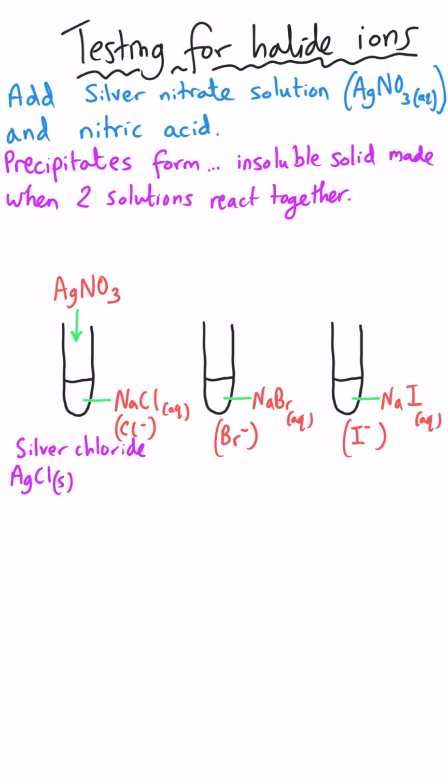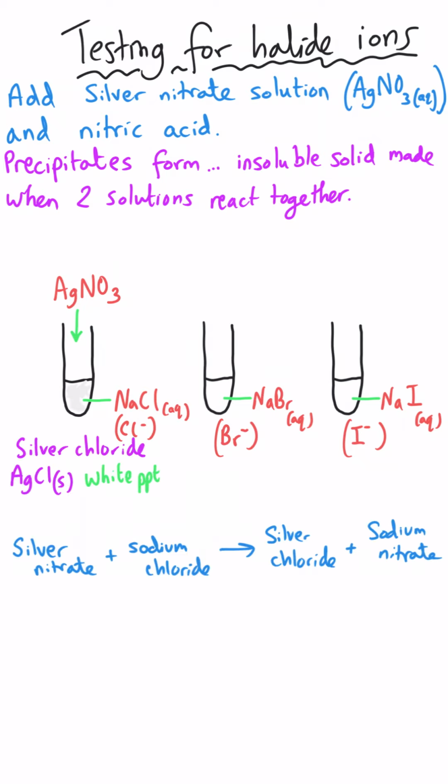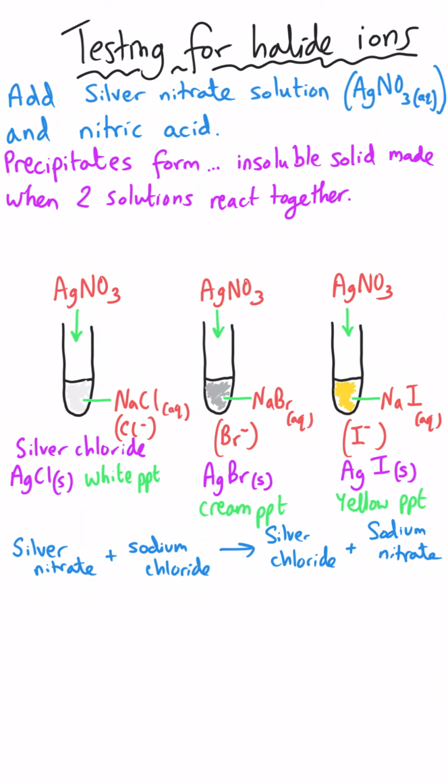You make silver chloride if chloride ions are present, and that's a white precipitate. You make silver bromide if bromide ions were present. That's a cream precipitate. And you make silver iodide if there were iodide ions present, and that's a yellow precipitate.